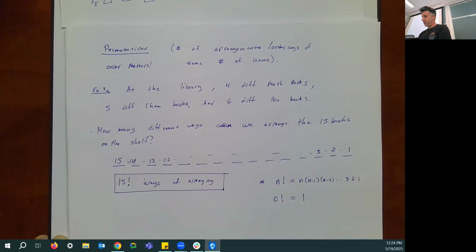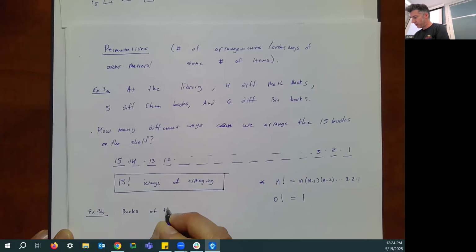Back to this example, what if we asked instead, how many ways can you arrange the books so that books of the same subject are next to each other? Or a better word, books of the same subject are adjacent.